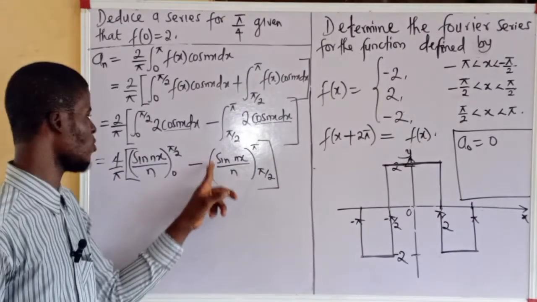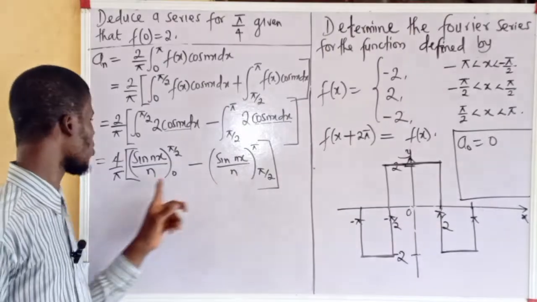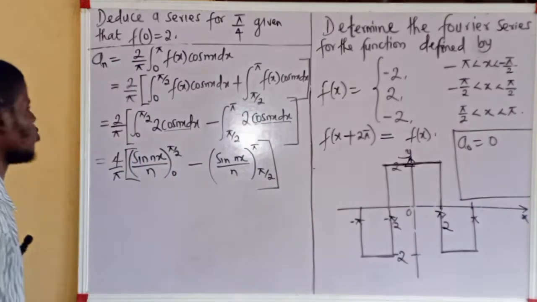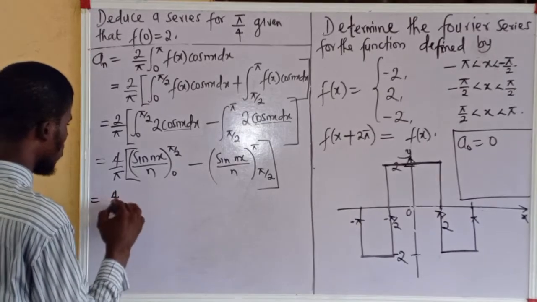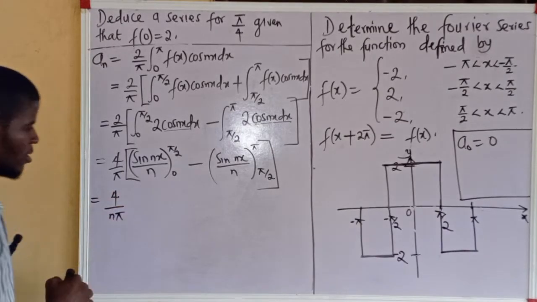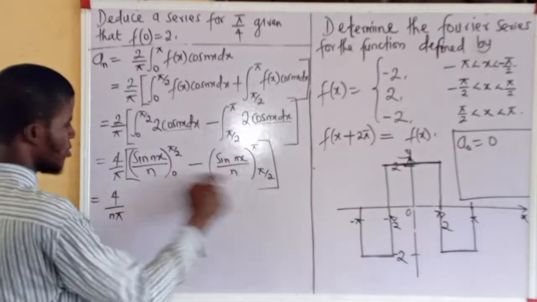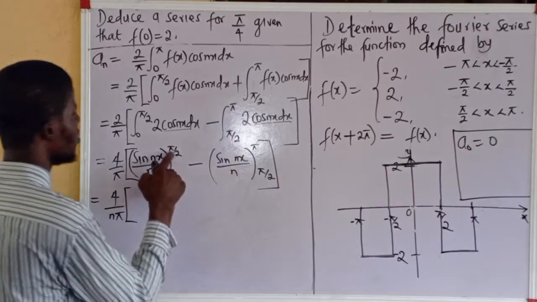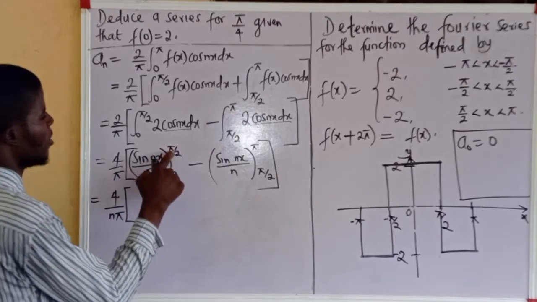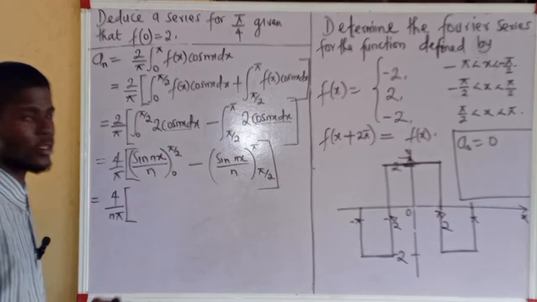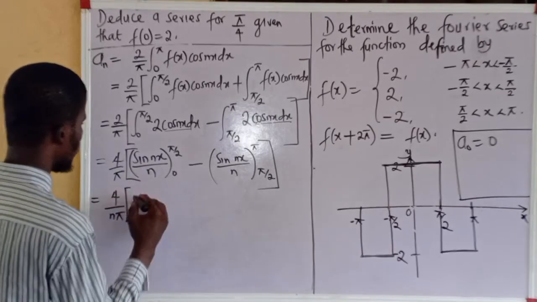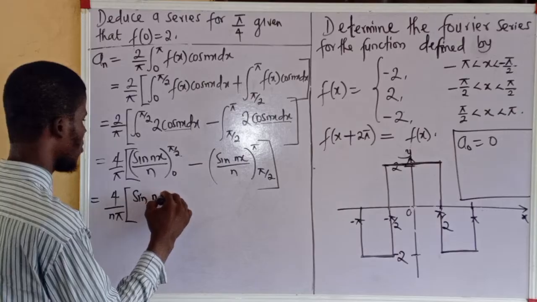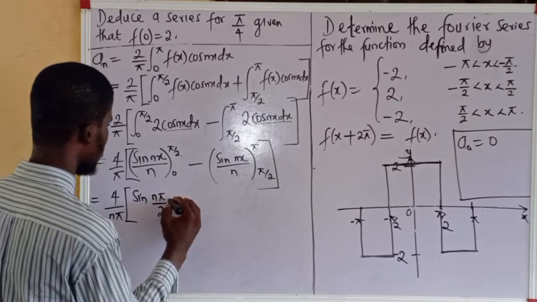We can see 1 over n here, and we can see 1 over n here. So we can bring it out. So we'll be having 4 over n pi. The n is out now. Then we can now plug in the upper and lower limit. Plug in pi over 2 for x first. So we now have sine n pi over 2, then minus.